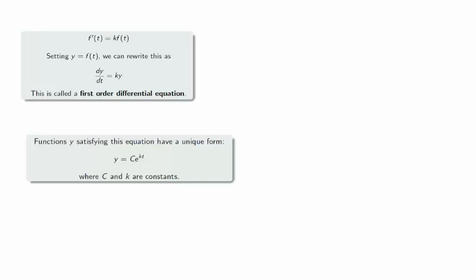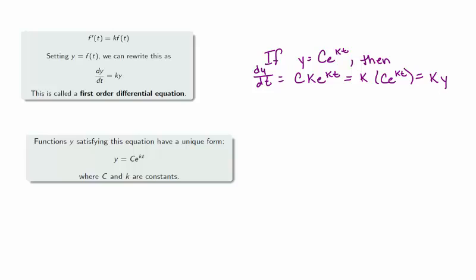It turns out that functions y satisfying this equation have a particular unique form, namely y is equal to c times e to the kt, where c and k are constants. Note that if y equals c e to the kt, then dy/dt is equal to c times k times e to the kt, which is k times c e to the kt, which equals k times y. So y indeed satisfies the differential equation.